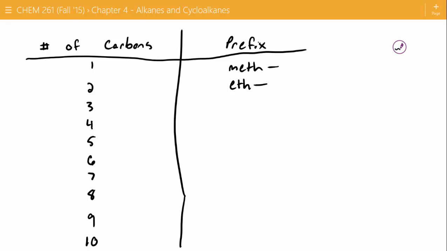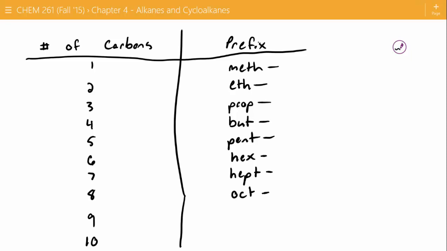3 carbons. Does anybody know 3 carbons? Prop. So propane, if you're a fan of King of the Hill, that's the 3-carbon natural gas. What about the 4-carbon? But. What about 5? Pent. Once we get past but, we're going to start using Latin prefixes, and it becomes a lot more rational. So what's 6? Hex. 7? Hept. 8? Oct.